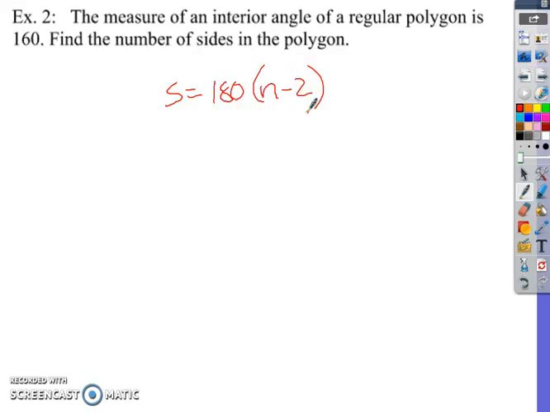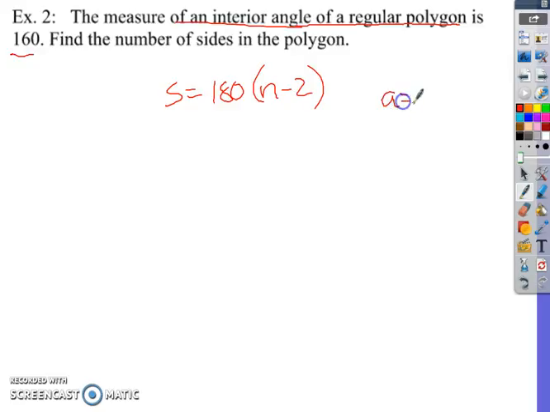Now what do we do? Substitute. In which case, the measure of it, ooh, this one's an interesting one. All right, the measure of an interior angle of a regular polygon is 160 degrees. And it wants us to find the number of sides in the polygon. Wait a second. We know what one angle is, and it wants us to find the number of sides, but it doesn't tell us the sum of the angles. How can we figure this out? How are we going to do this? Let's think for a second.